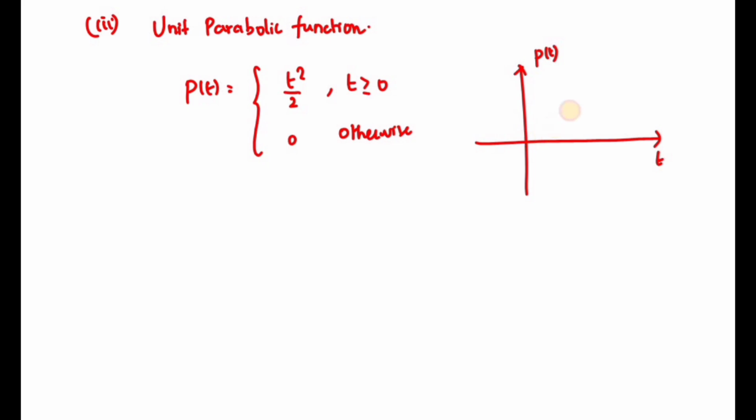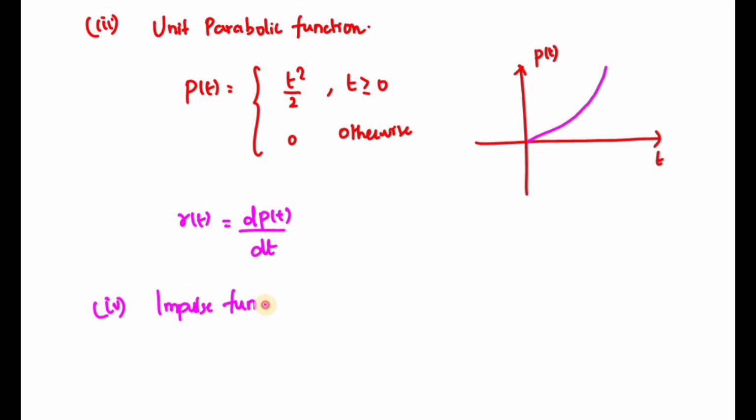For time t equal to 0, p of t is 0. When t is equal to 1, p of t is 0.5. When t is equal to 2, p of t is 2. So the signal will look like this. It is nothing but a parabolic signal, and it goes on. When I differentiate p of t, I will get r of t. Only with the help of these signals can we solve the rest of the problems, which is why we are discussing this.